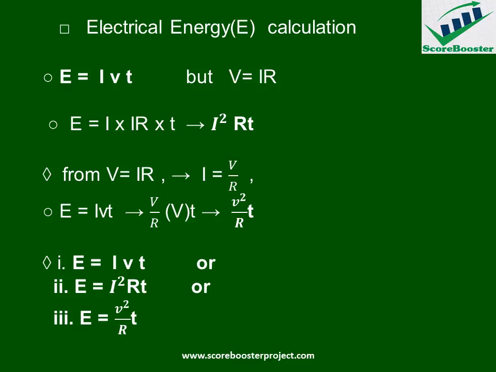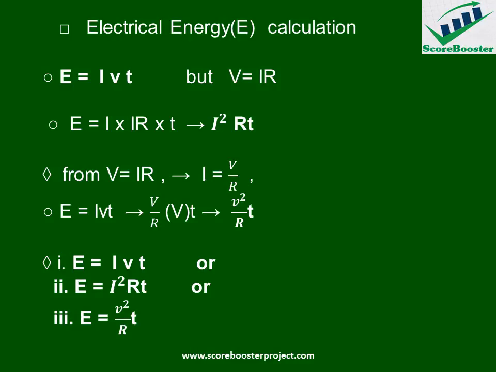Now, the next term we will be considering is the electrical energy E calculation, I mean the calculation of electrical energy E. And we have about 3 different formulas for this term. The first is E, electrical energy, equals I phi t. But from Ohm's law, we have phi equals IR. That is, potential difference is equal to current times resistance.